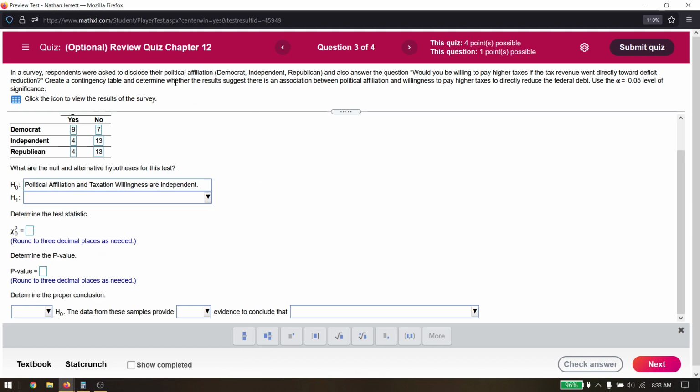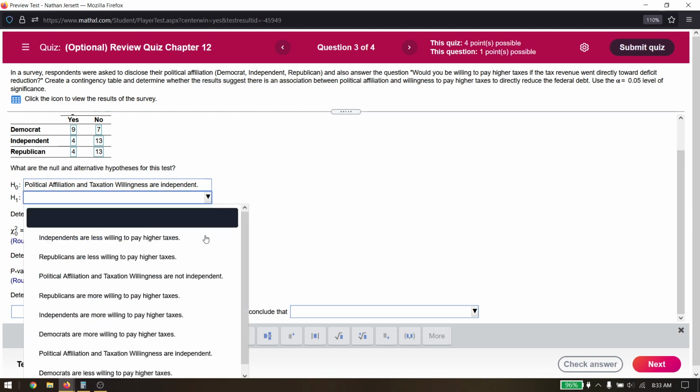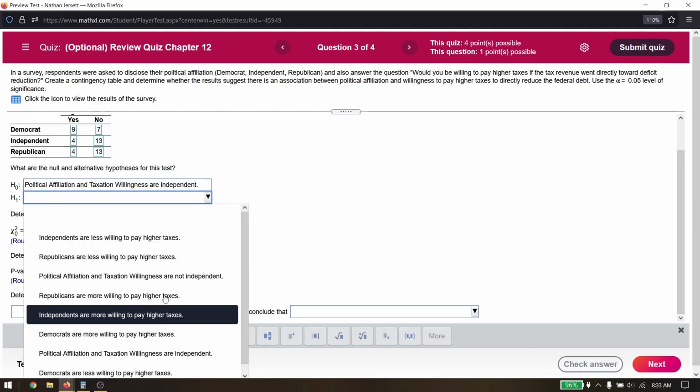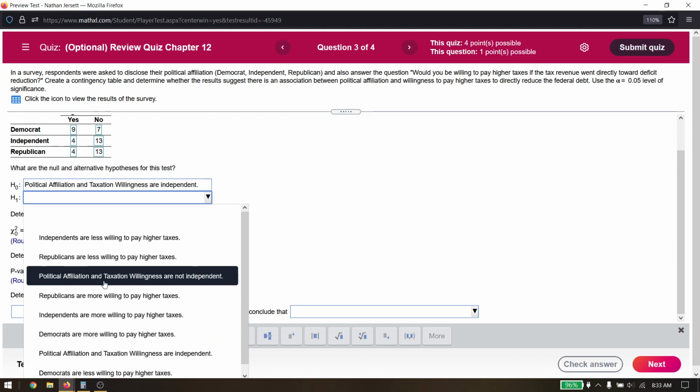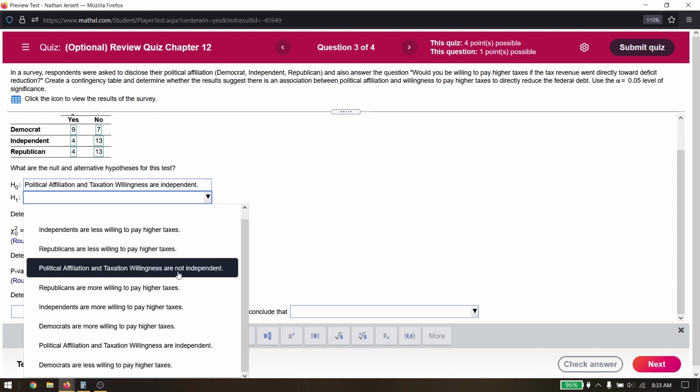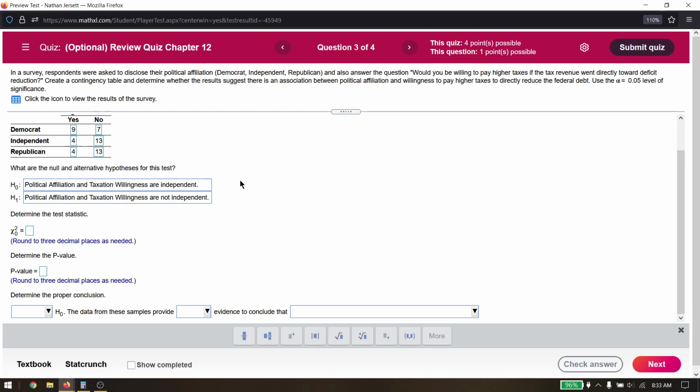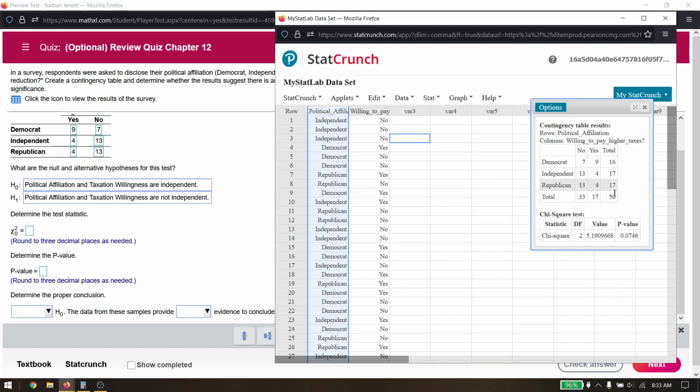But what we're asking is whether the results suggest there is an association. In other words, that the party does affect the idea, so that the affiliation and the response are not independent, but dependent. One changes the other. That's what dependent means. Independent means one does not affect the other. So I believe that's the idea there. Okay, let's continue.